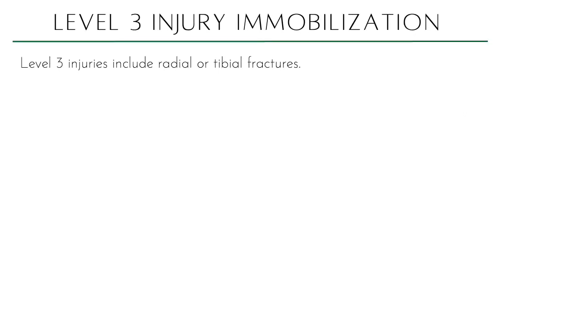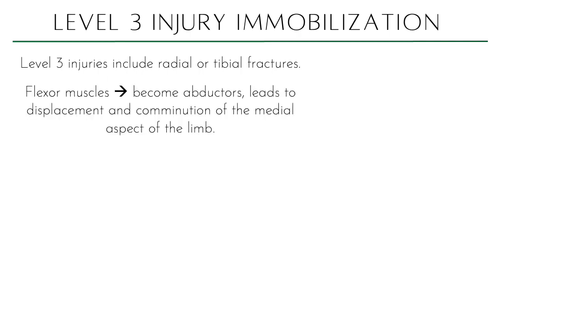Level 3 includes radial or tibial fractures. What happens here when your radius or tibia are broken? The flexor muscles, SDF, DDF, do you know what I'm talking about? The superficial digital flexor and the deep digital flexor become abductors. So when we say abductors, they will try to move the limb away from the medial plane of the animal.